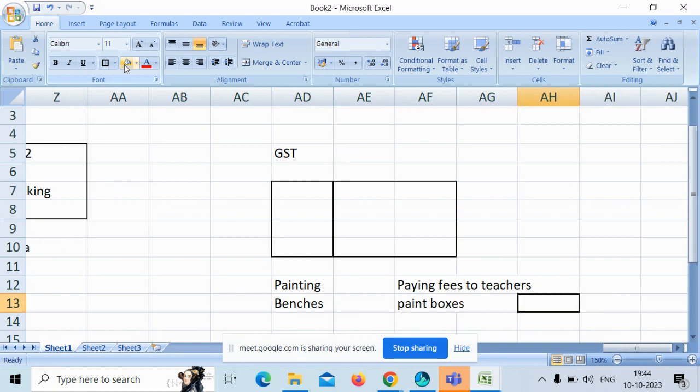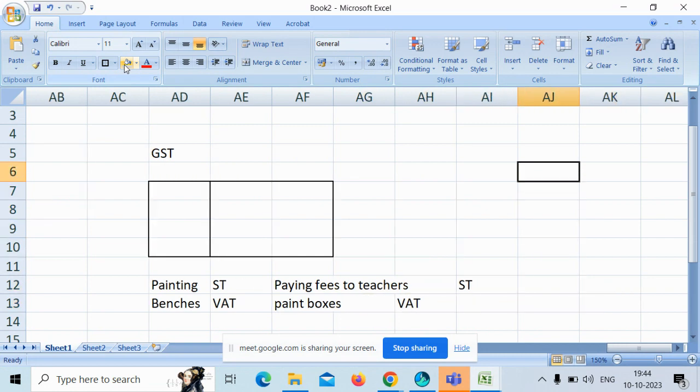While purchasing paint boxes, I paid VAT. While painting, I paid service tax. While purchasing benches, I paid VAT. But while paying fees to teachers, I was supposed to pay service tax. And I am a service provider. I provide classes, so services. As a taxpayer, I'm supposed to pay service tax to the government. Now, wherever I have paid service tax, that amount I can consider for my set off of taxation while paying tax to the government.